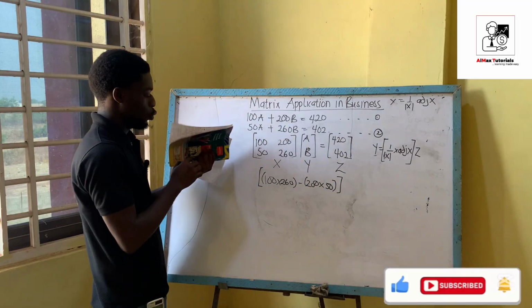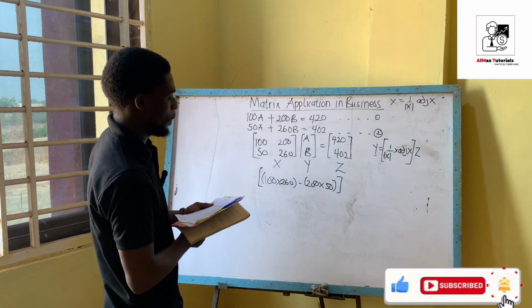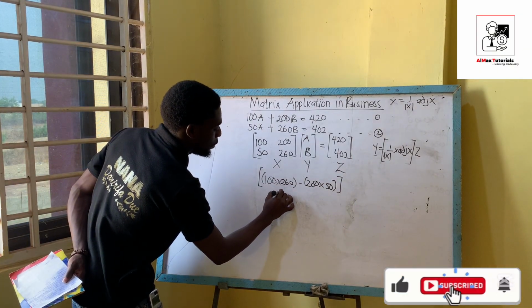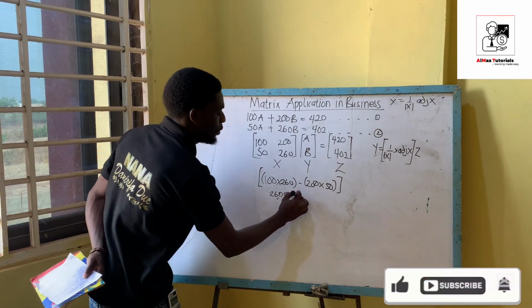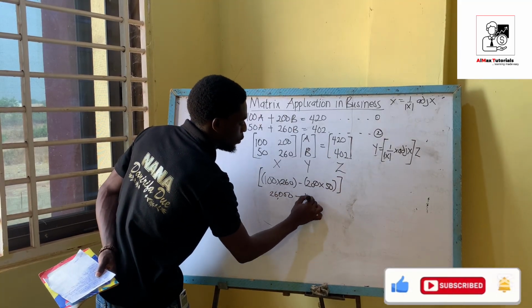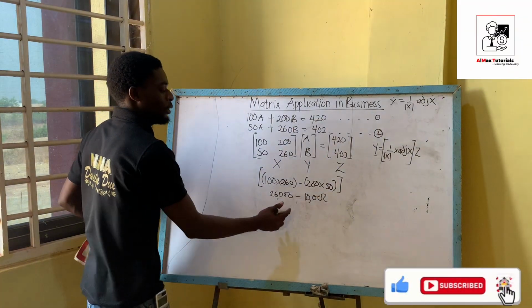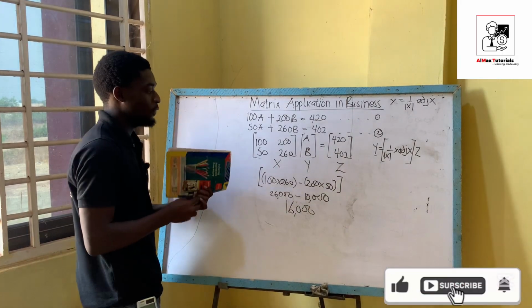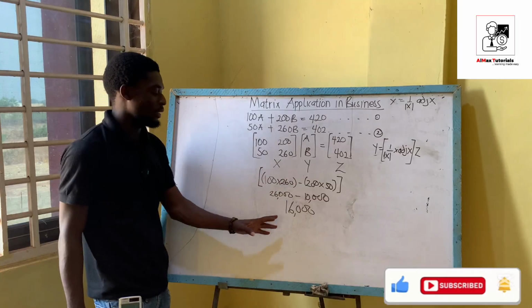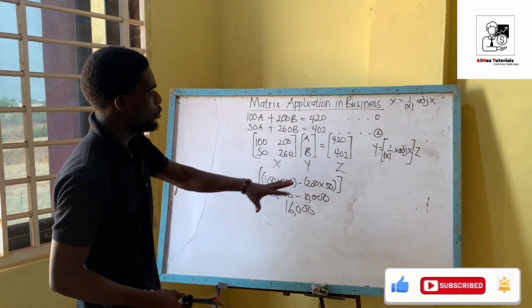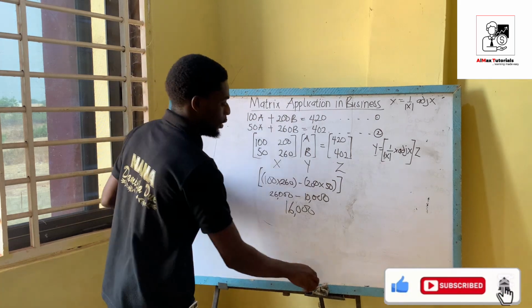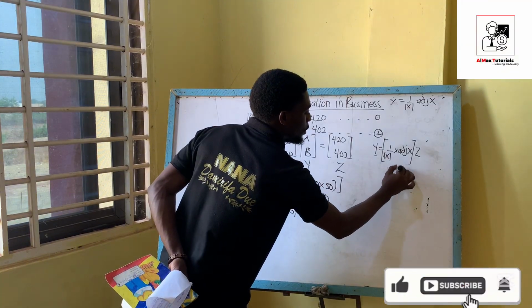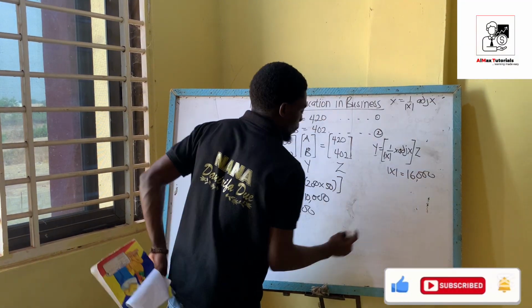So now let's find this determinant first before we go to the adjoint. So this gives us 26,000 minus 10,000. So this gives us 16,000. So our determinant for this particular matrix, which is matrix X, is 16,000. Now after that, you move straight to finding the adjoint. So let me write the determinant here, determinant of X, which is 16,000, so that I don't forget.